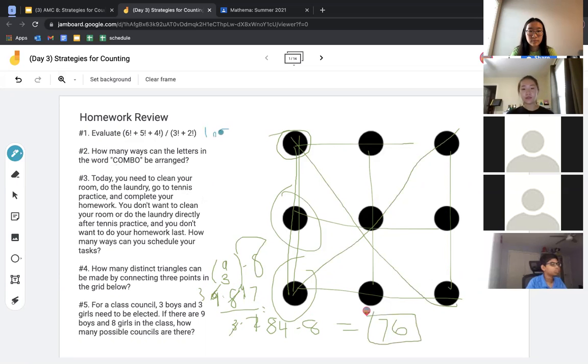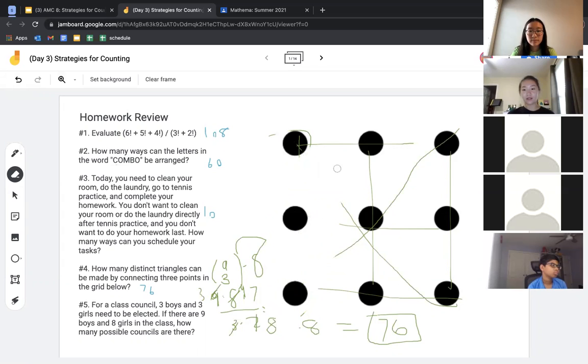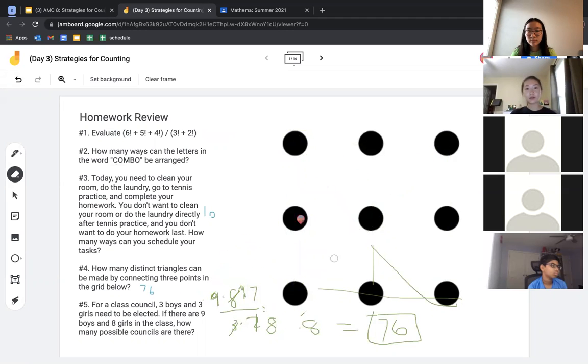Does that make sense to everybody? Okay, that's good. This one is kind of hard at first, but once you do it once, sorry for erasing the answers, it's much easier. Okay. And what about number 5? What did you guys get for that one?